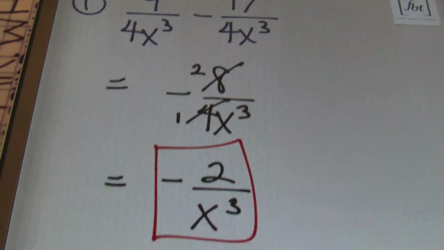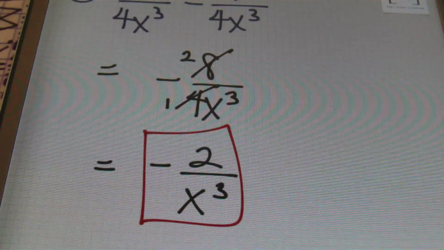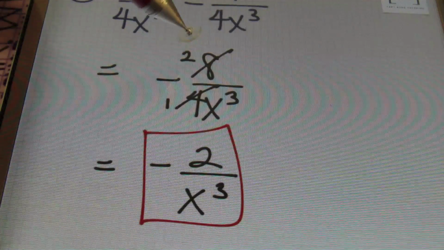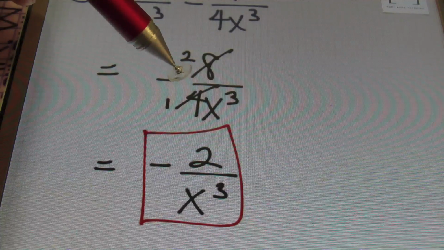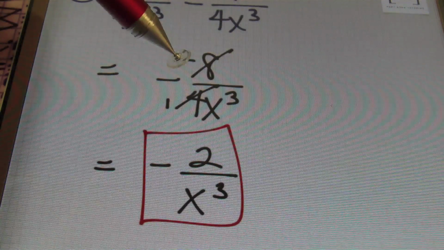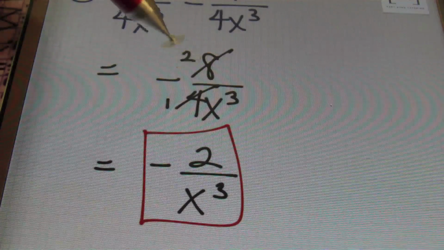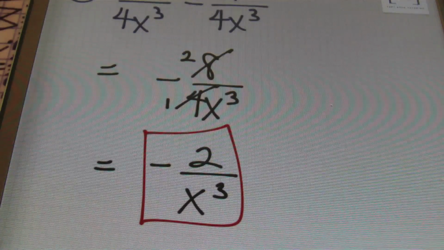Got a big red box around that answer. There you go. I'm not going to be stingy with the answer. So here, I'm going to reduce, once again, the 8 and the 4 can both be reduced by 4 because you always want to simplify your rational expressions, aka fractions. So 4 went into itself once, 4 goes into 8 twice, and then you ended up with a negative 2 over x cubed.